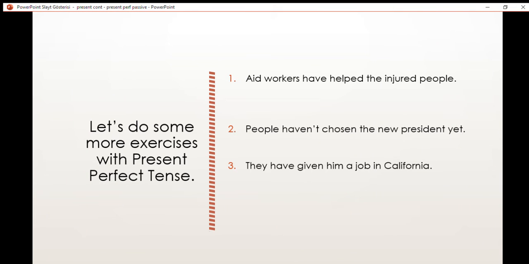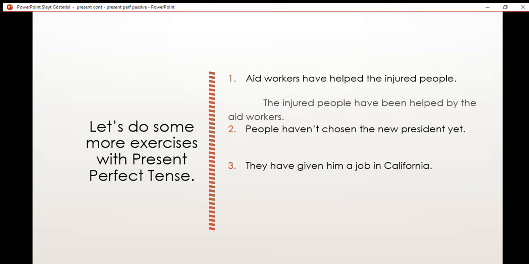Now, there are 3 sentences, all of them active, and all of them are in the present perfect tense. Pause the video, give yourself 5 or 10 minutes, turn these active sentences or active present perfect sentences into passive present perfect sentences.